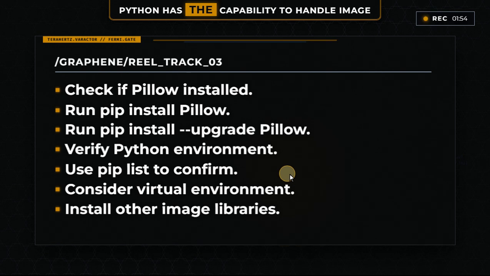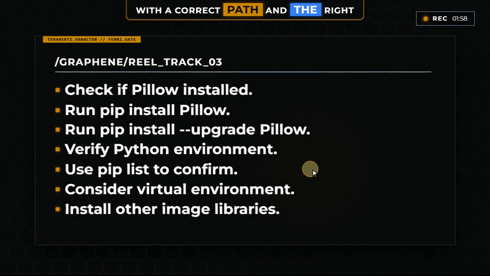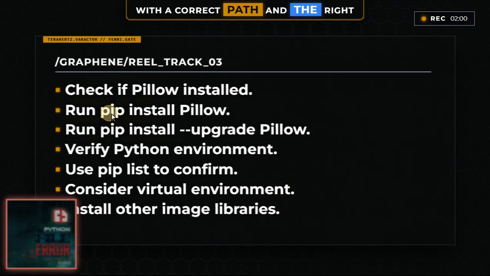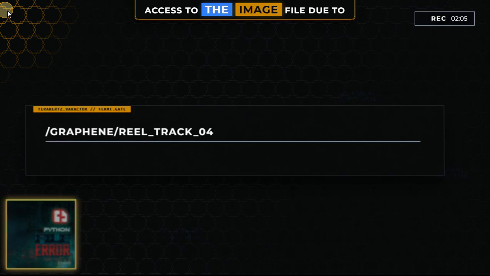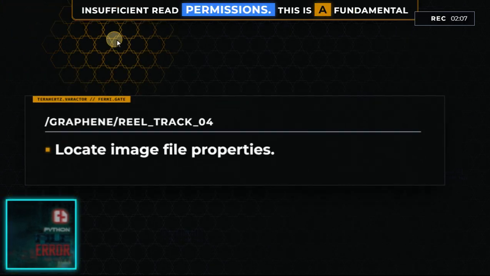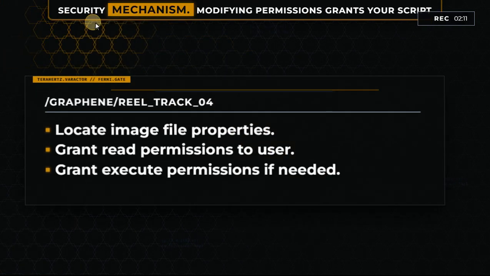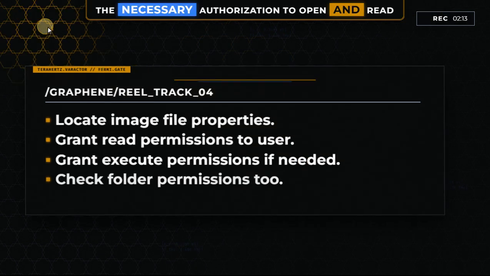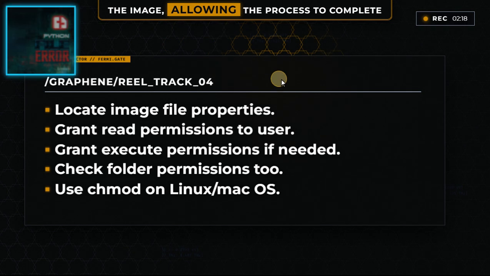Finally, we examine file permissions. Even with a correct path and the right libraries, the operating system might deny Python access to the image file due to insufficient read permissions. This is a fundamental security mechanism. Modifying permissions grants your script the necessary authorization to open and read the image, allowing the process to complete successfully.